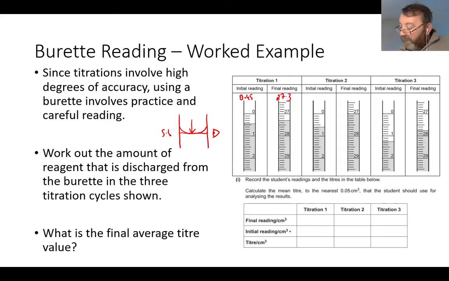Titration 1, what was my initial reading? My initial reading was 0.45 centimeters cubed. What was my final reading? 27.3. So therefore, how much liquid did I actually use? Well, 27.3 minus 0.45 comes out as 26.85.